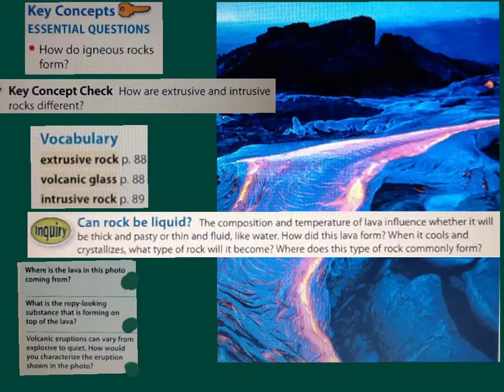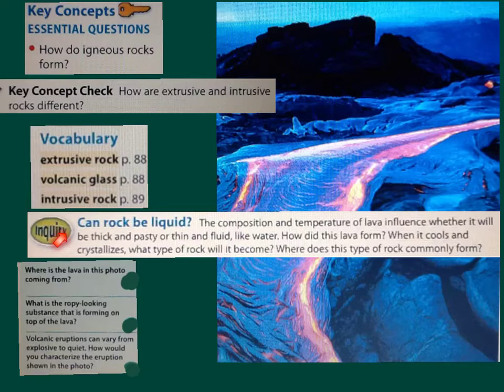Okay, now I want to take a look at the picture that you're seeing, this one here and down in here. I want you to focus on this information here, the inquiry question. Can rock be liquid? The information that's there says the composition and temperature of lava influence whether it will be thick and pasty or thin and fluid, like water. How did this lava that's here in this picture form?